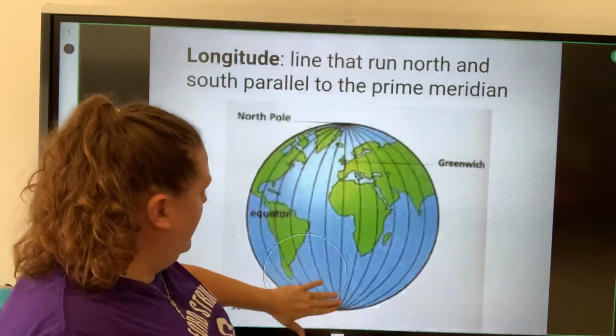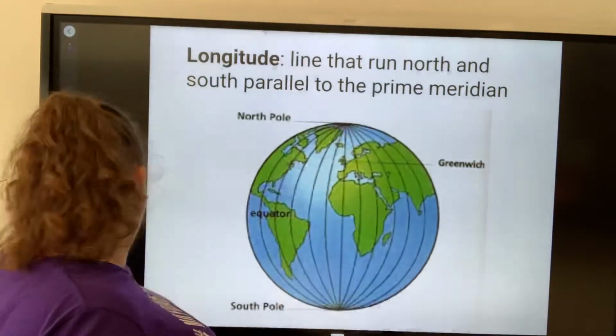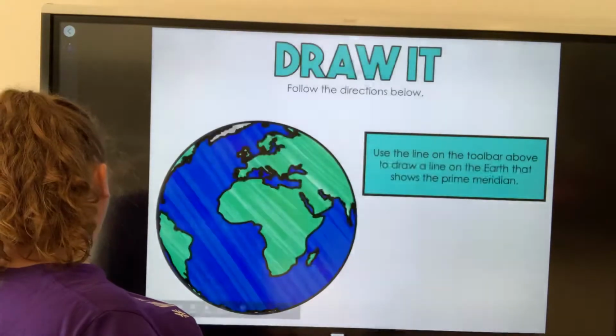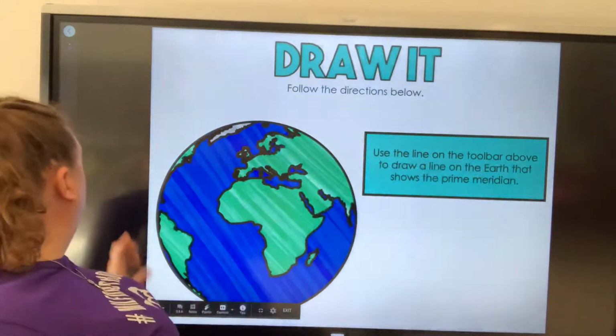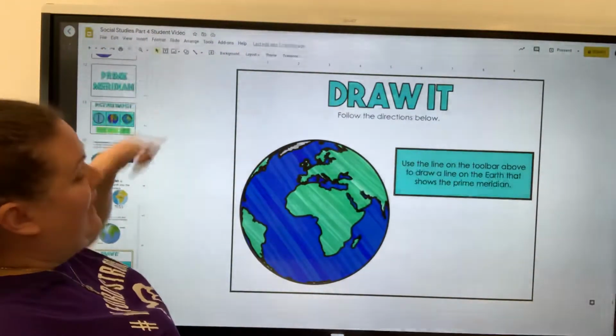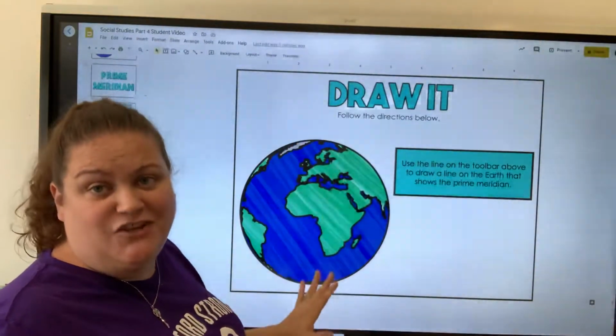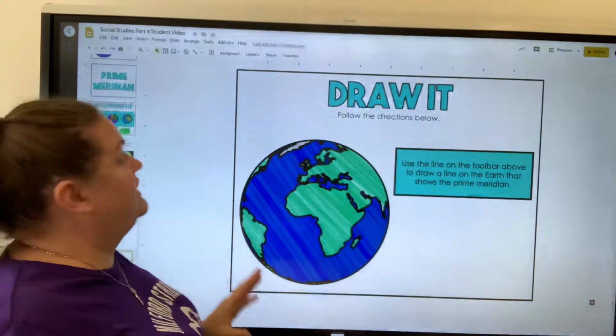Now, much like on the last slide, there was something for you to draw. If you can't do the drawing part, that's okay. Do the best you can with the other slides. I have a hard time because the smartboard is different technology than the Google slide. This is a Google slide on my smartboard, so they don't always get along.